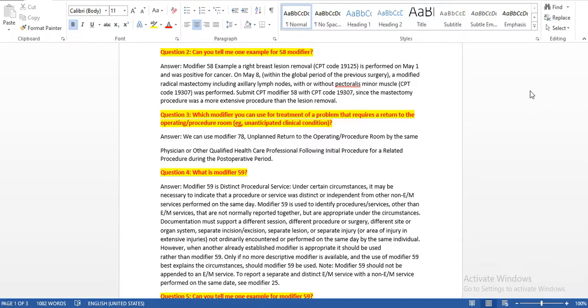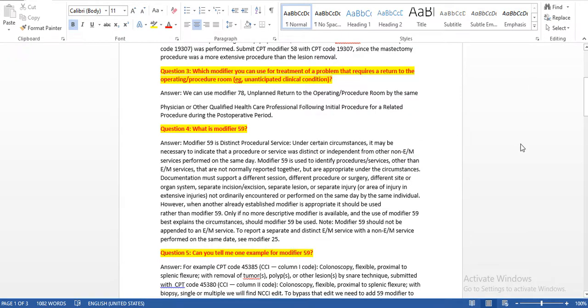So here we have stages. In the first stage, the physician removed a lesion, which was positive for cancer. In the second stage, the physician performed the mastectomy. This is the second stage. Here we need to use modifier 58 to indicate that this is a staged procedure after the performance of the first stage of lesion removal.